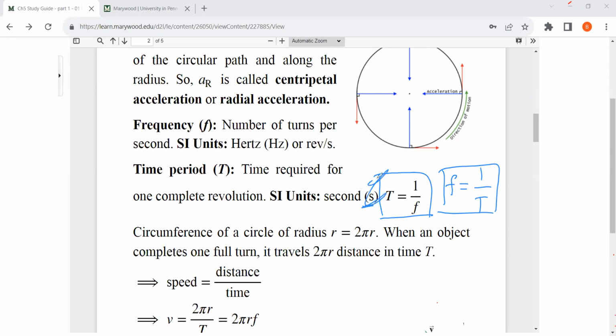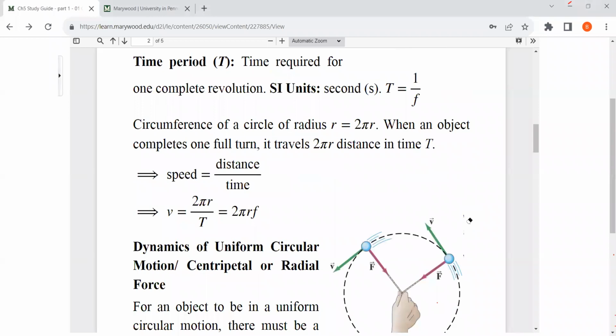All right. Now let's try to understand the relationship between the time period, frequency, and the velocity in uniform circular motion. To do that, let's recall that the definition of speed is the distance traveled divided by the travel time, right? In chapter 2, you already learned this. Speed is equal to the distance traveled by an object divided by the time it needs to cover that distance. So distance divided by time.